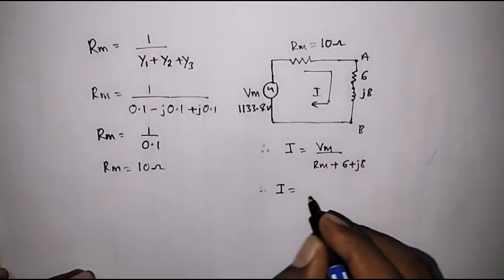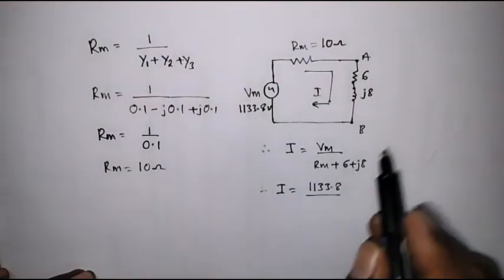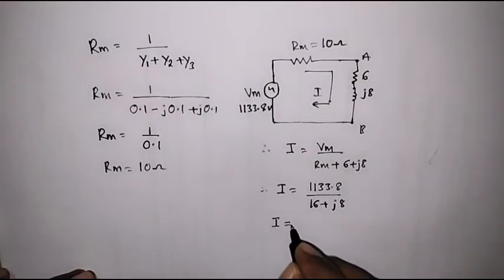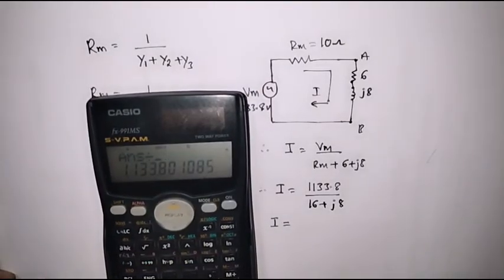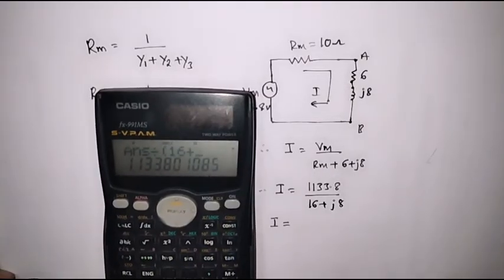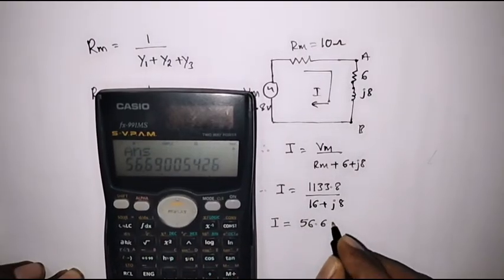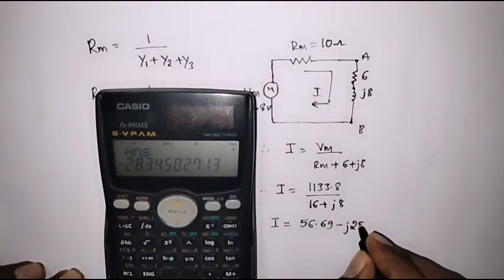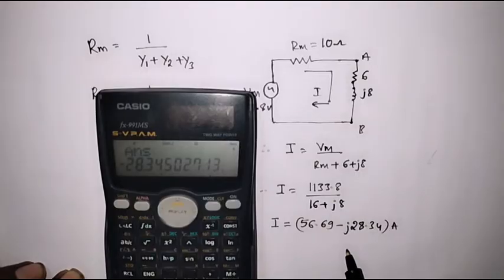Therefore I is equal to 1133.8 divided by Rm is 10, 10 plus 6 is 16 plus J8. Therefore I is equal to 1133.8 divided by 16 plus 8J, which gives 56.69 minus J 28.34 amps. This result is in rectangular form.